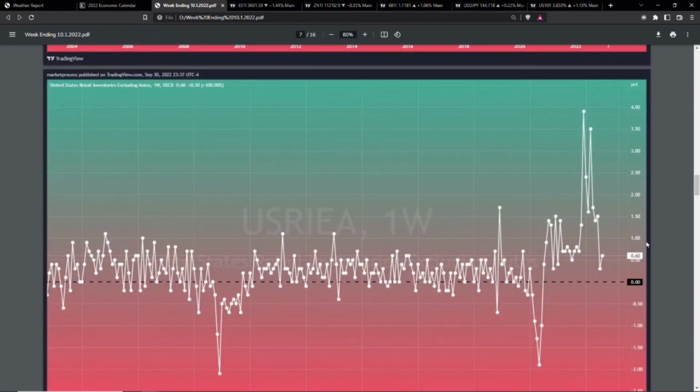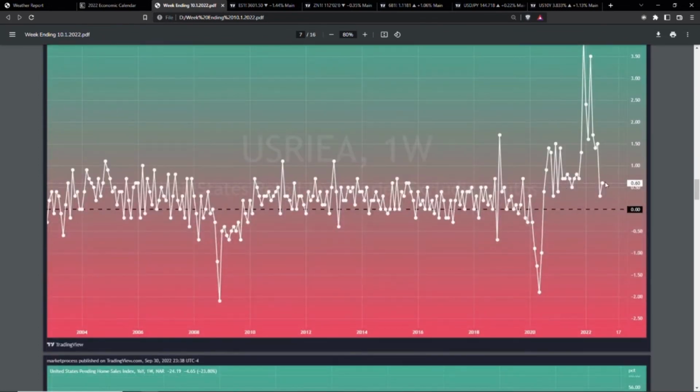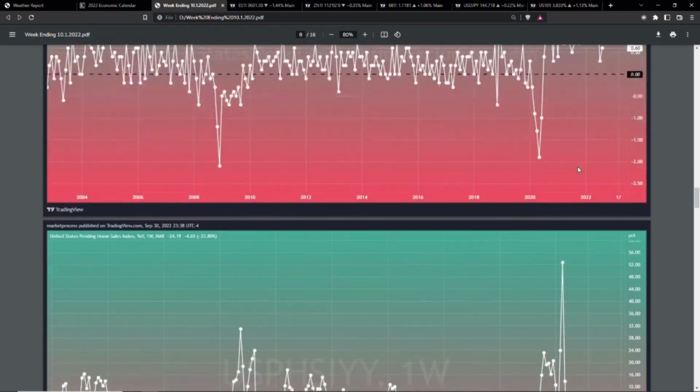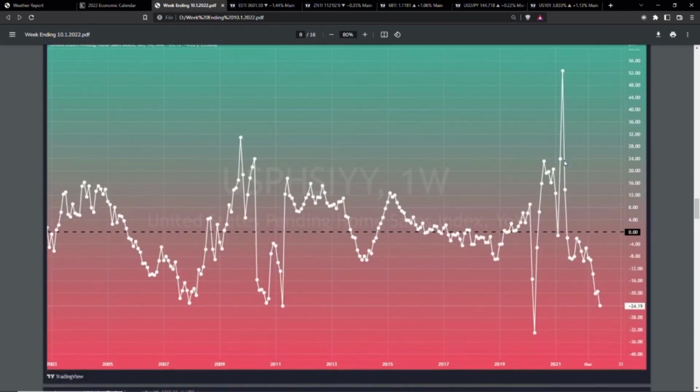Retail inventories excluding auto came in plus 60 basis points above zero. So again, no real bearish sign there. Home sales and the pending home sales are shitting the bed. But still, again, not near the levels that we saw consistently back in 2005 to 2008. Again, this is more of a financial home crisis than we have now. This is shitting the bed, but it's just not.